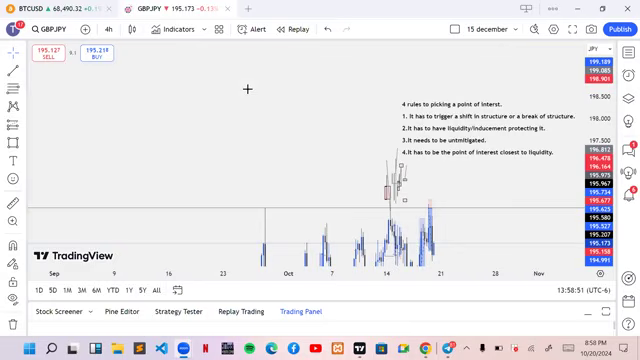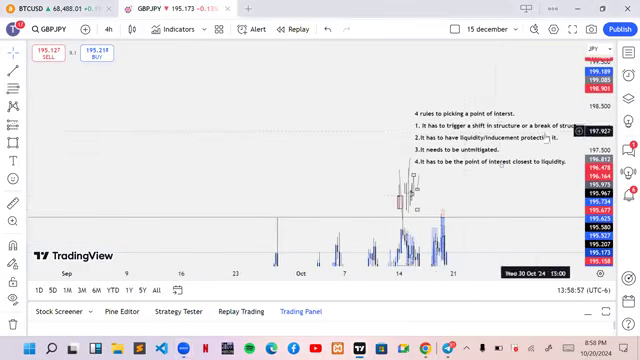Your breaker block needs to have a breaker structure. Yes, now I'm not paying attention to these rules I wrote down. I said it has to trigger a shift in market structure or a breaker structure. That's actually the first rule here. The point of interest has to trigger a breaker structure or a market structure shift. I don't look at fair value gaps. I don't include that in my strategy.